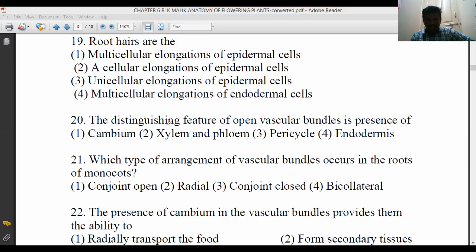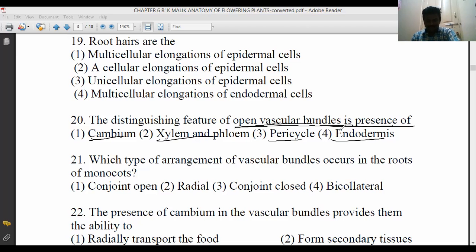The distinguishing feature of open vascular bundles is the presence of. See, 20th question. The distinguishing feature of open vascular bundles is the presence of: cambium, xylem and phloem, pericycle, or endodermis.